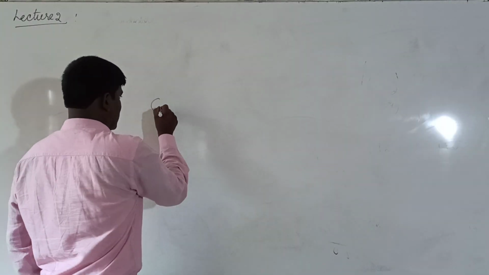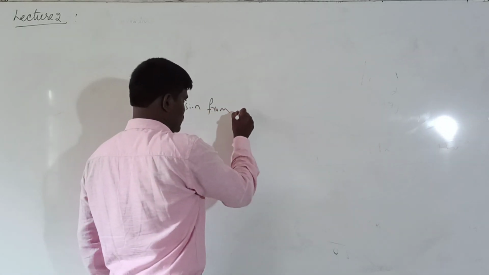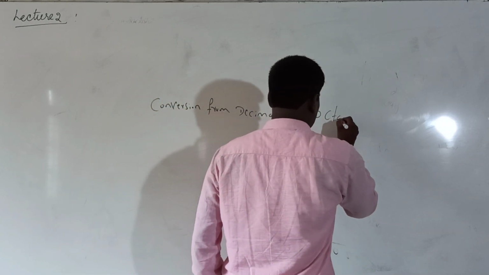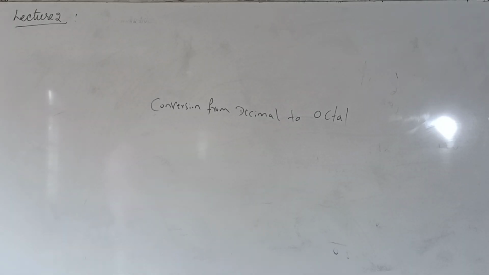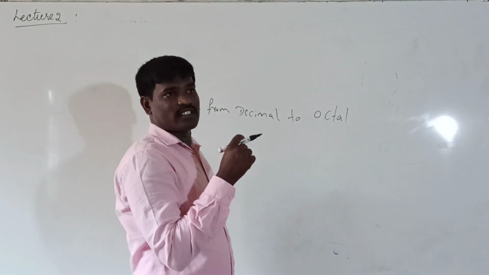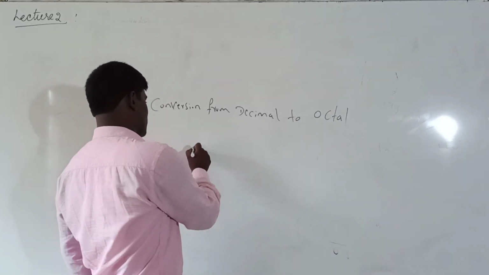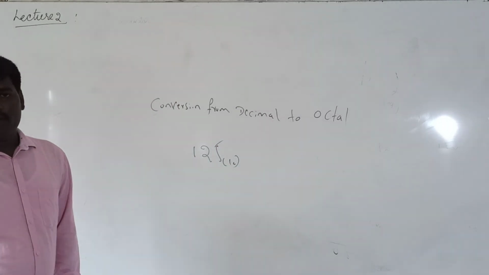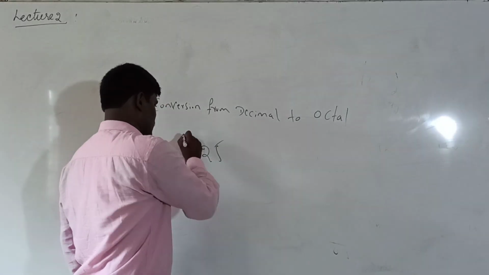Next is conversion from decimal to octal. You already know the decimal number system and the octal number system. The octal number system consists of 8 values, that is 0 to 7. 0 to 7 indicates 8 values. For example, 125 is a decimal number. If you want to convert from decimal to octal, just divide by 8.